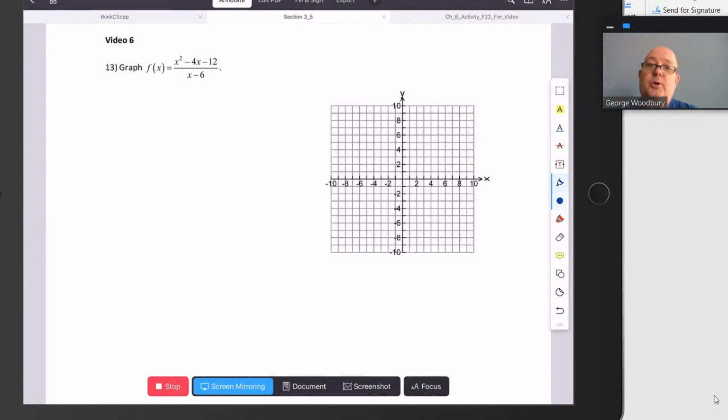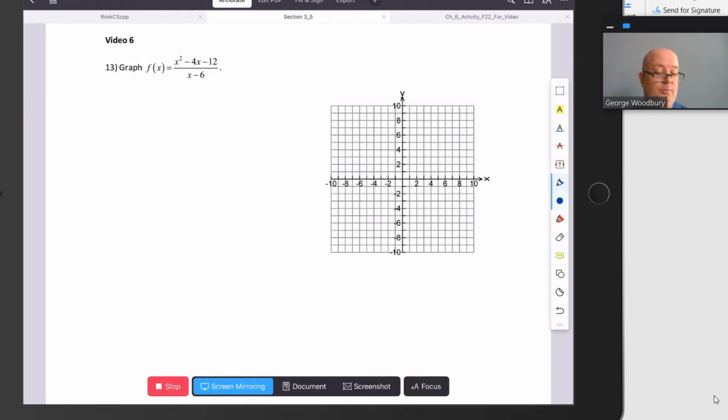Hi, I'm George Woodbury from College of the Sequoias in Visalia, California, and in this video we're going to graph a couple of rational functions that are not in lowest terms, meaning that the numerator and denominator share a common factor. So before we go looking for vertical asymptotes, we have to make sure that the function's in simplest terms.